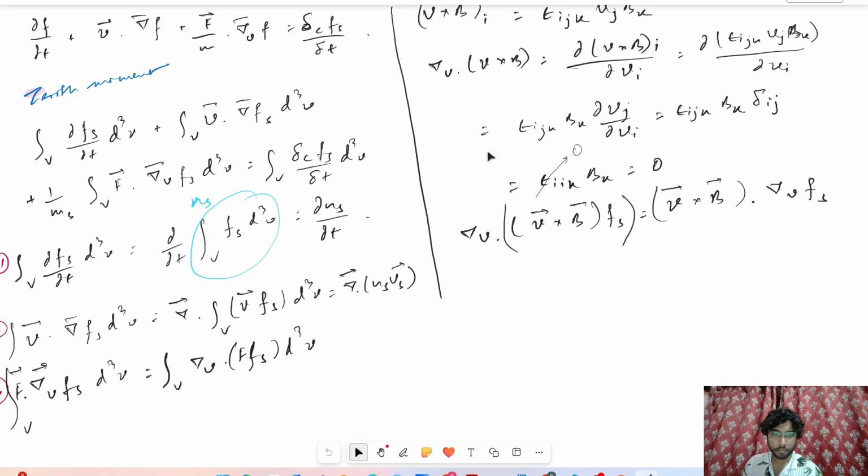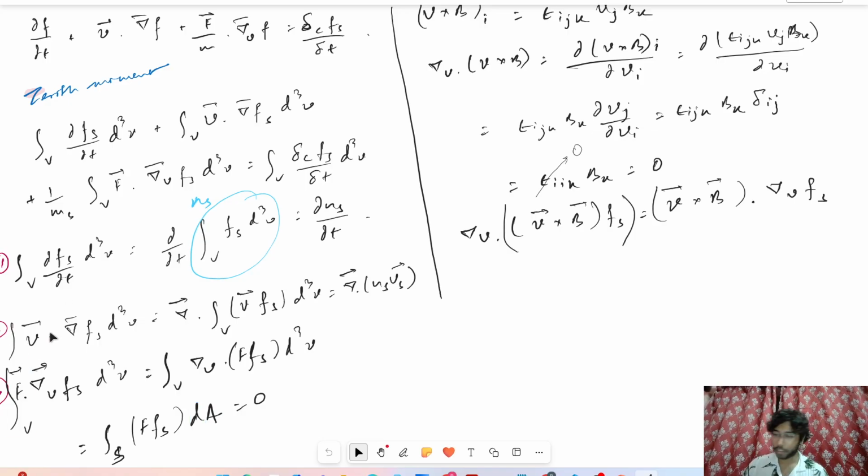Now, you see, we will use the divergence law, right? So del V of something integrated over volume is basically the surface integral of the quantity over the enclosed surface, right? And if we take the surface to be large enough, we see that fs, the distribution function, vanishes at infinity. So this will become zero.